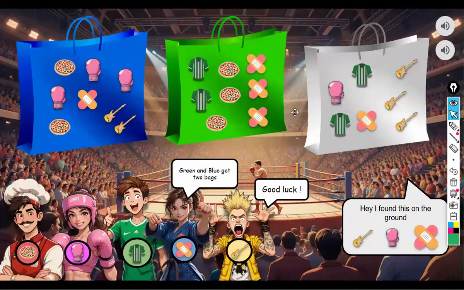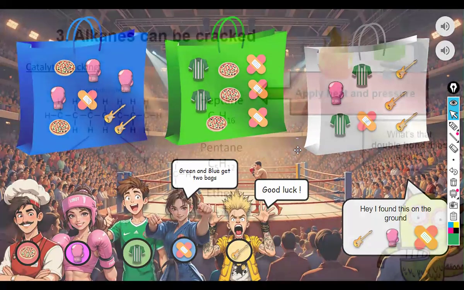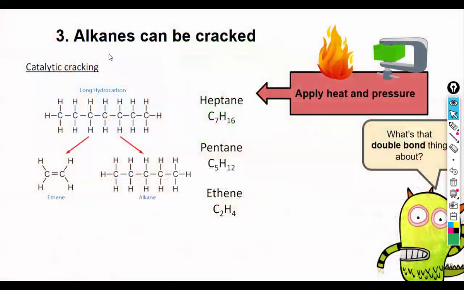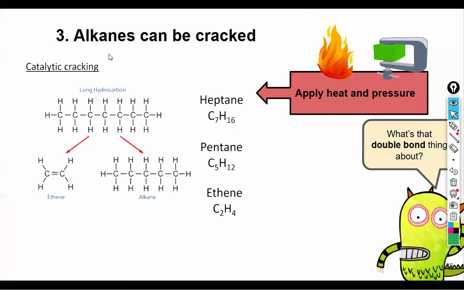Right. Now, here's the thing. Remember, I told you the two things alkanes can do is be cracked, meaning that you can break it into something smaller. Now, in most cases, it doesn't break into two equal pieces. It's a kind of strange way it cracks into two pieces.